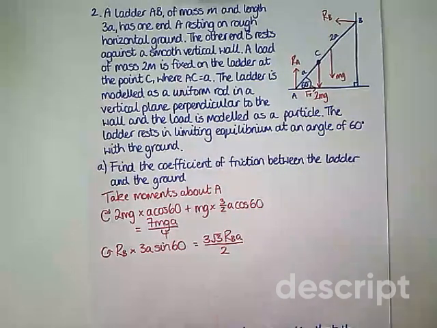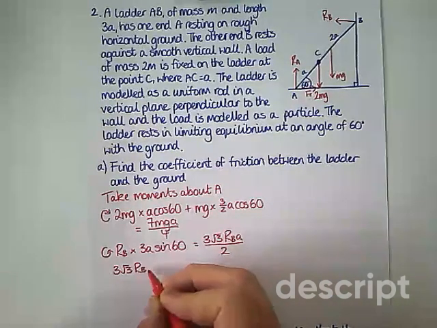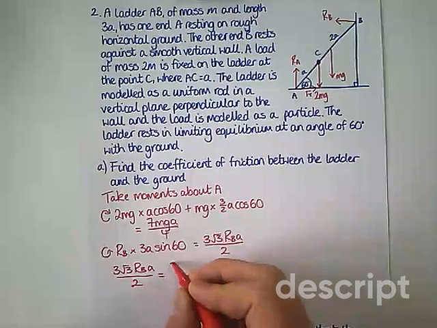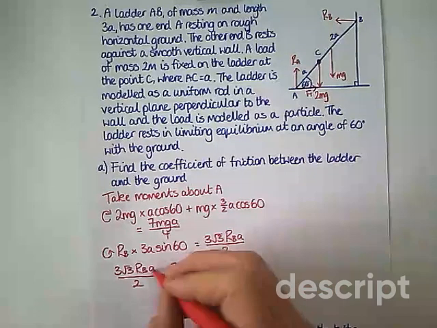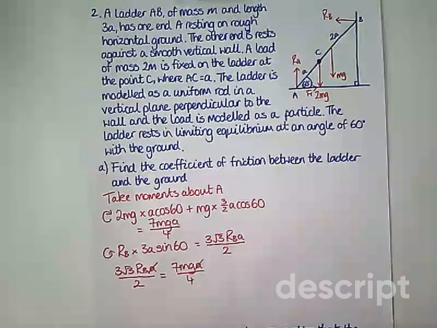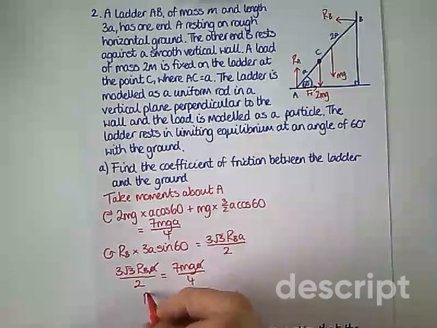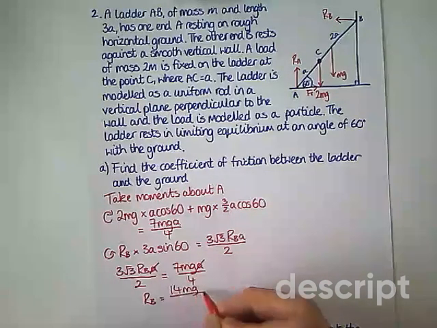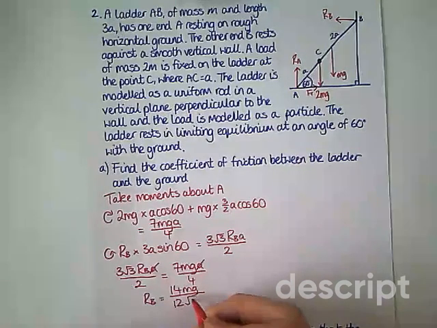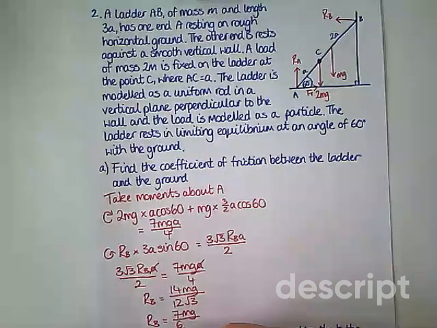So those two things are equal to each other. So let's make a little equation. 3√3 RBa/2 equals 7mga/4. Okay, both things are being multiplied by a, so let's get rid of those. We can times by 2 and divide by 3√3, so we get the reaction force at B is 14mg over 12√3. And we can divide top and bottom by 2, so we get RB is 7mg over 6√3.